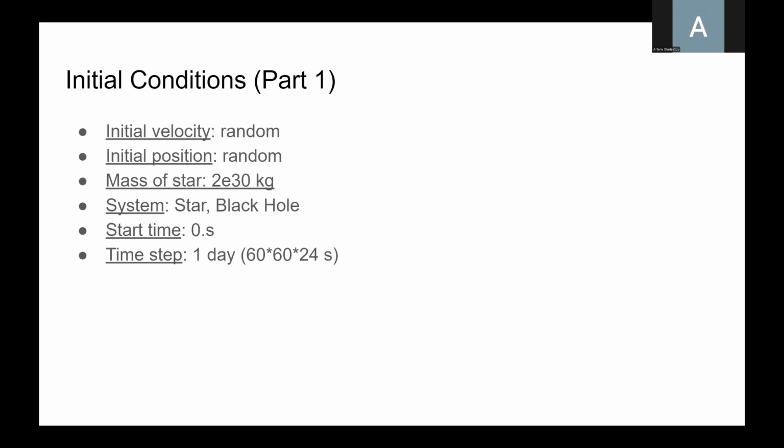So the initial conditions in part 1 were the random velocity and position of the star. The mass of the star was 2 times 10 to the 30th kilograms. The system is just the star and the black hole, and the time step was 1 day.